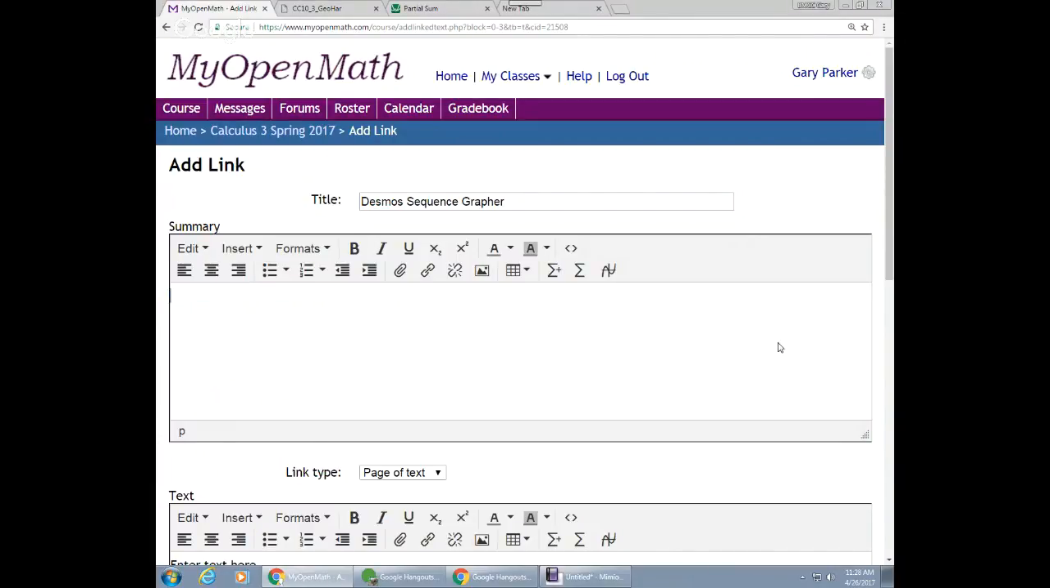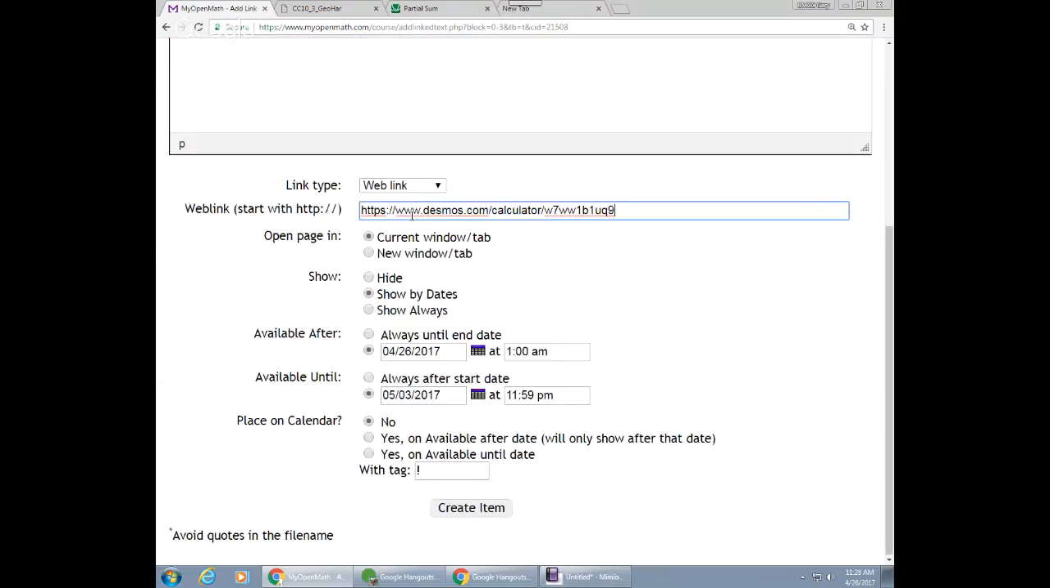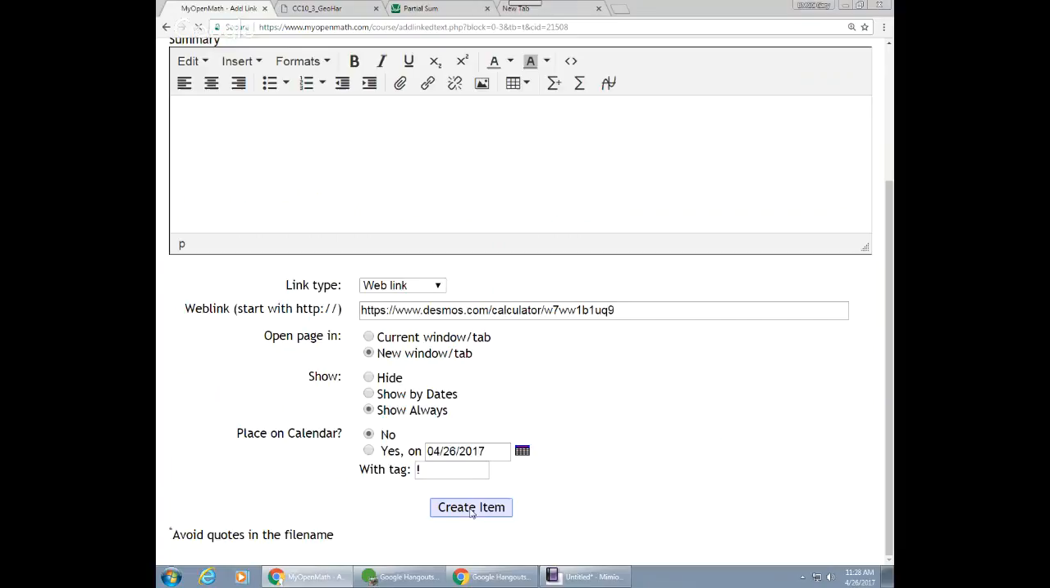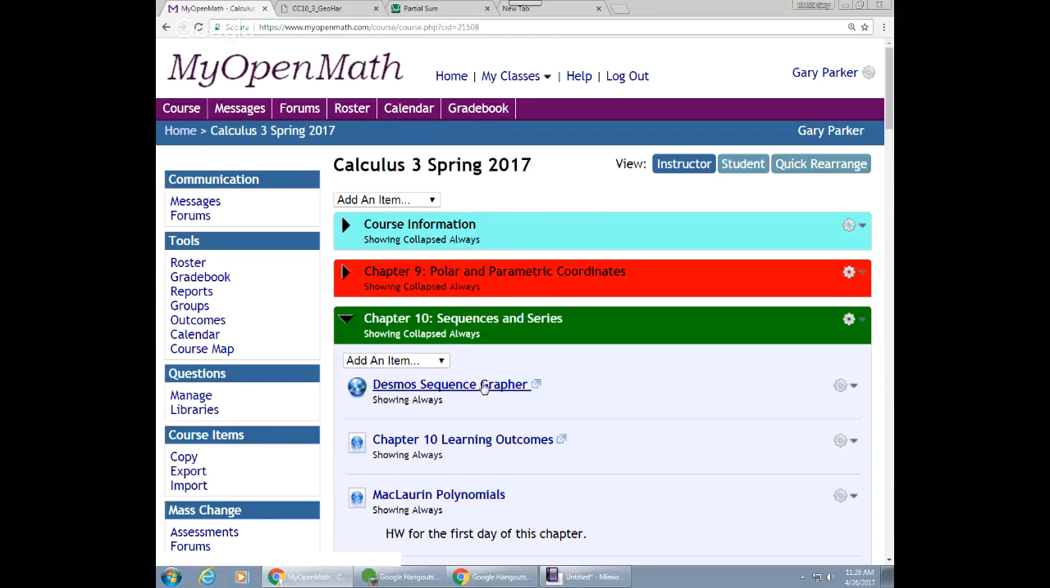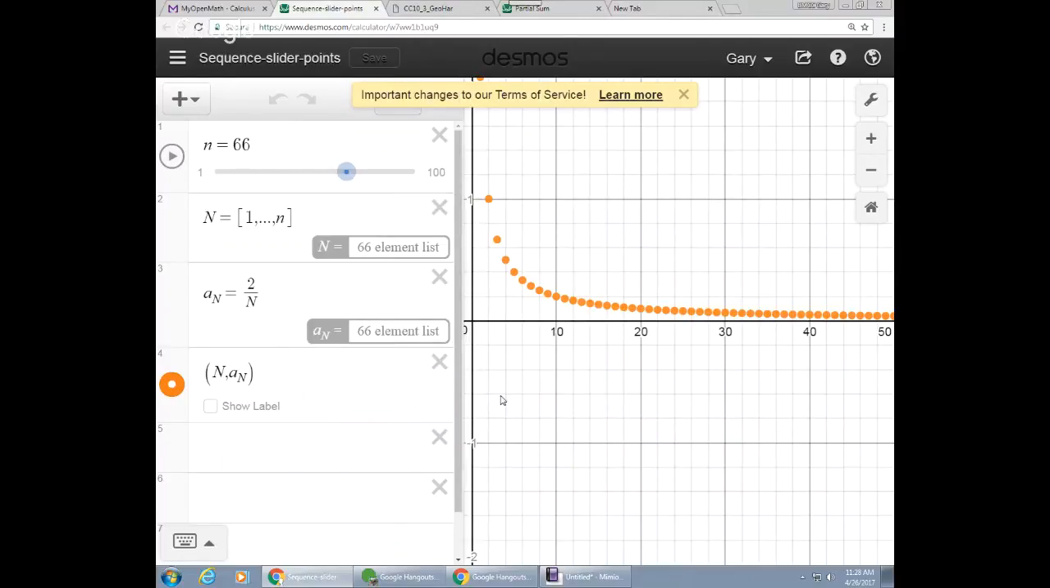I don't need any text there, and it is a web link. Bang. Open a new window. Show always. Create. Okay, so now if you just click that link right there at the top of section 10, it'll take you into this right here.